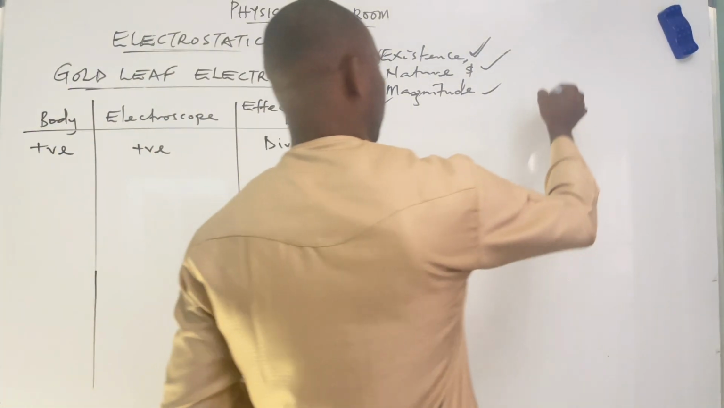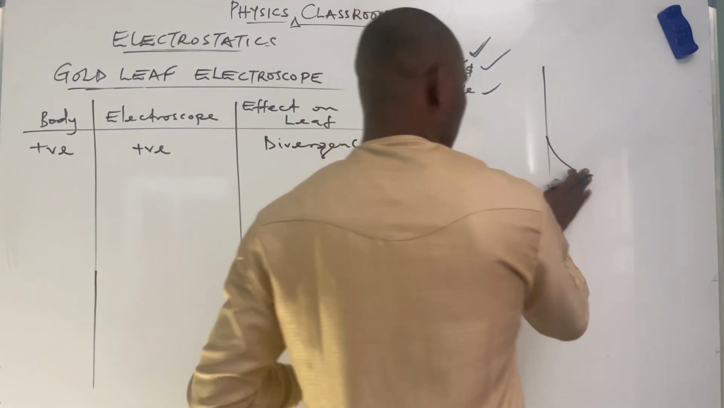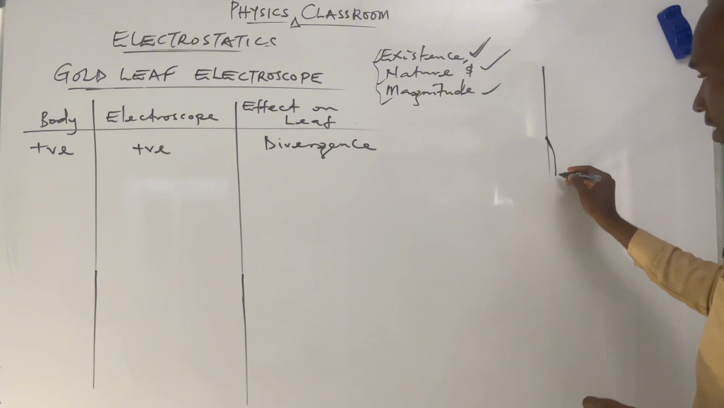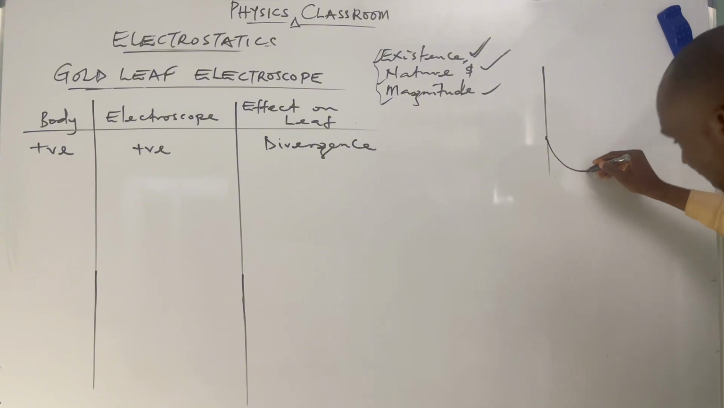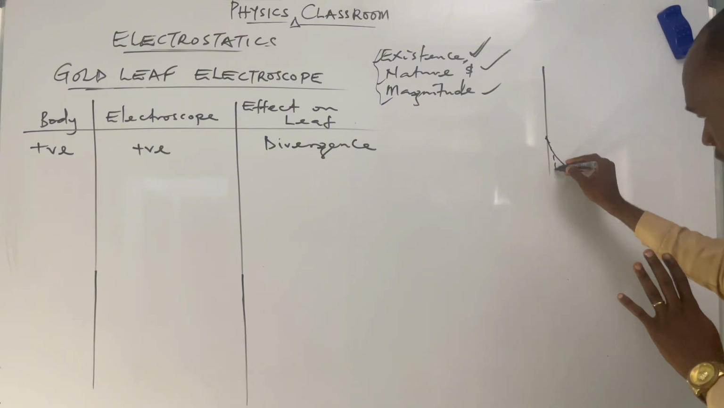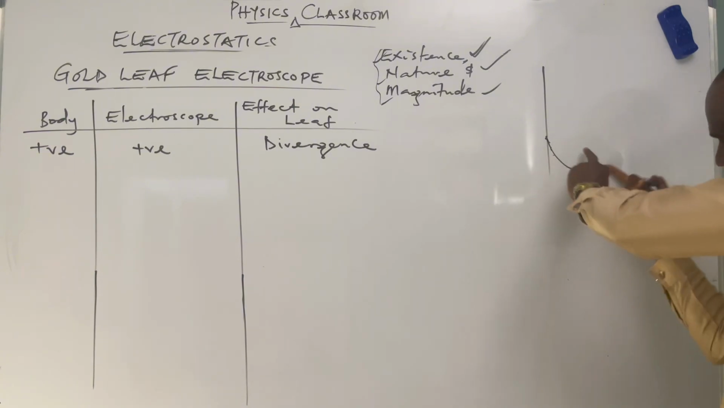This is what I am saying. This is the metal rod. This is the gold leaf. If the gold leaf is moving closer like this, it converges. But if it is moving far away like this, it diverges. I believe you understand. When it comes closer like this, it converges. When it goes this way, it diverges.